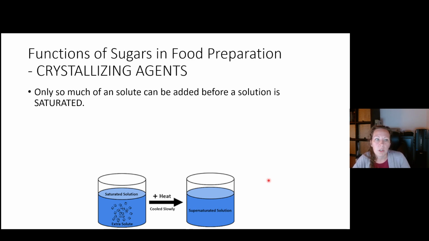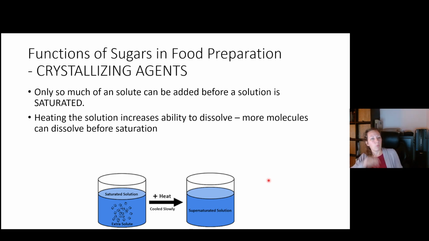But only so much of a solute, or sugar, can be added before a solution is saturated, before it has bound to all the water it's going to be able to bind to, and any extra sugar that you add is just going to sink to the bottom because there's no water left for it to bind to.